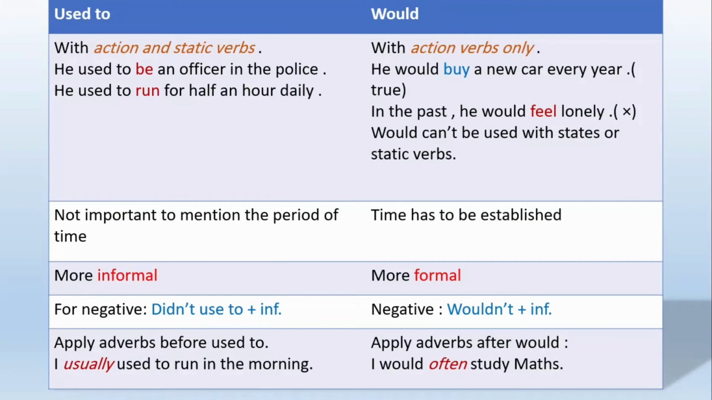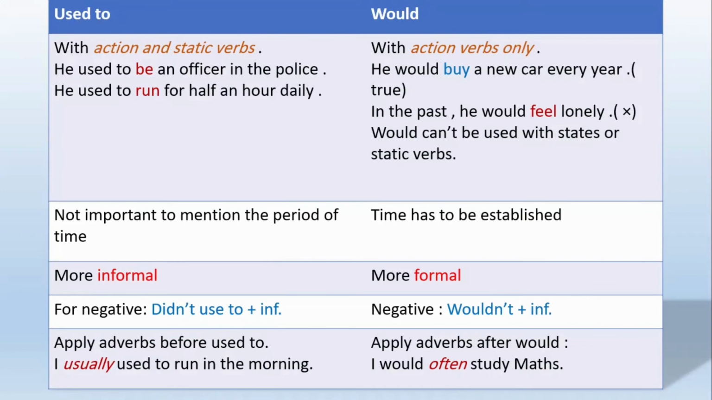If we have any adverb of frequency, an adverb that shows a habit, we use it before used to, because used is the main verb. Used here is the main verb. So I usually used to. So we put usually, often, rarely, sometimes, whatever, before used to. But afterward, because would is a helping verb.